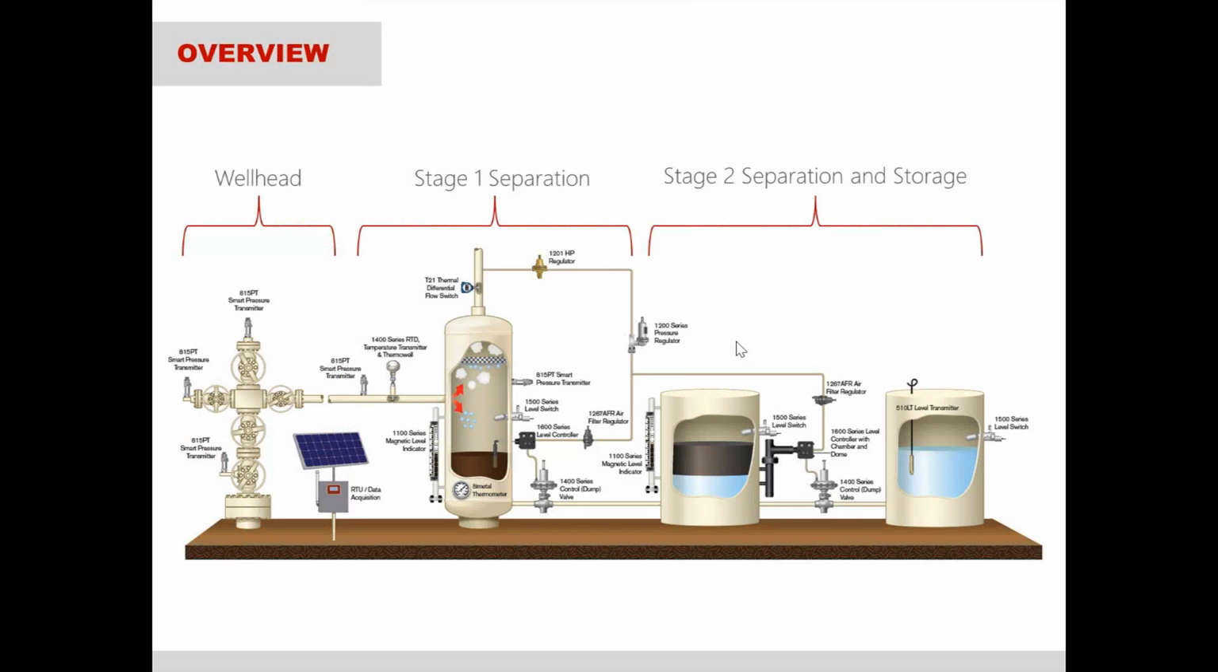As far as the overview of all of the applications we're going to talk about, here's an illustration that places all of our products throughout the production process. You can see I've separated it into 3 different categories, starting with the wellhead. This is really where you're finding the product and you're pumping it out of the ground. And then stage 1 separation, and then I've separated out stage 2 separation and storage. So this is a great image of all of our products placed throughout the process.